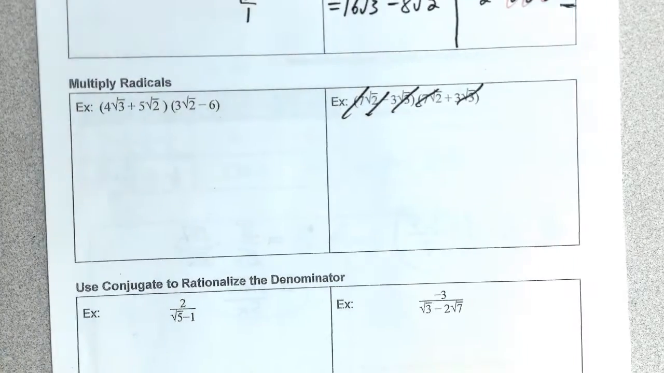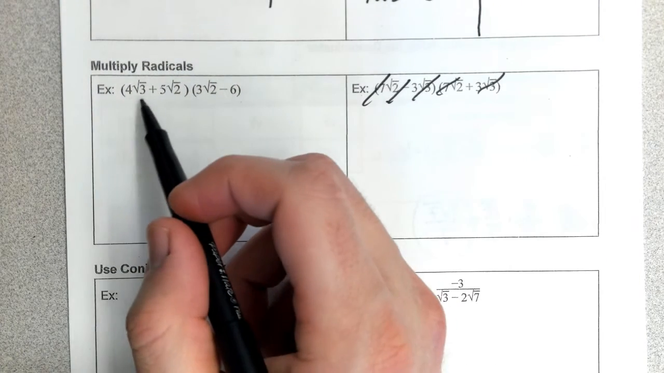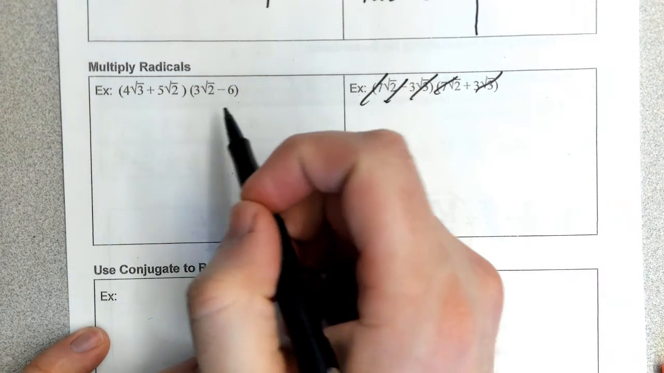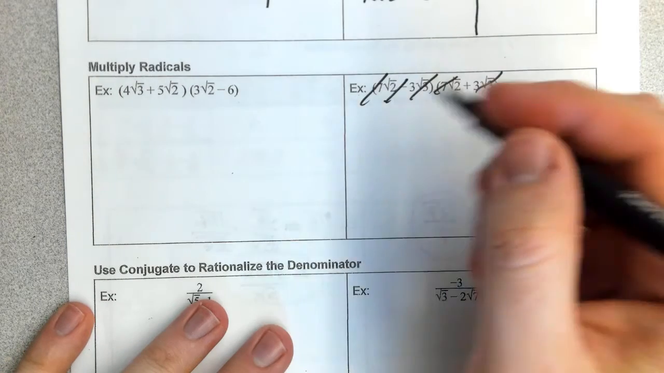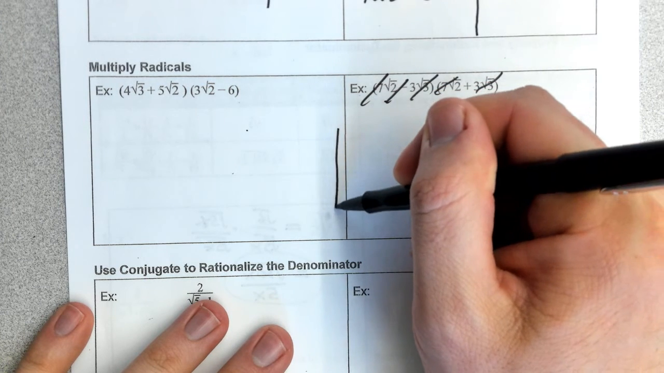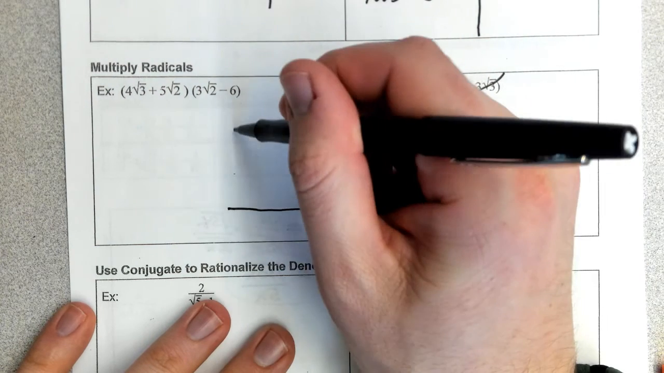All right, let's talk about multiplying radicals now. Here I've got 4 root 3 plus 5 root 2, and I want to multiply that by 3 root 2 minus 6. And so I'm going to use the box method, especially with roots. The box method is your friend, because things can get complicated quickly.